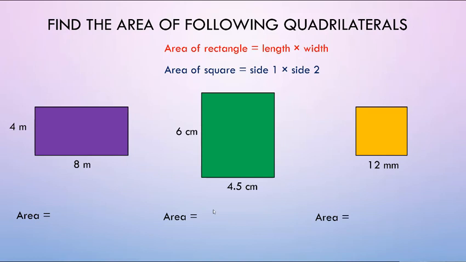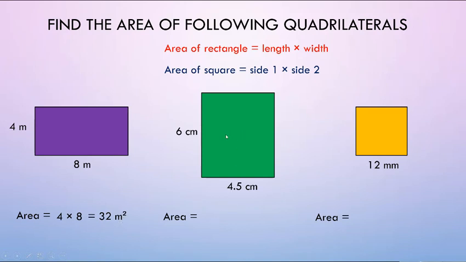Alright guys, let's check the first one. We have a rectangle with a length of 8 meters and a width of 4 meters. To find the area of a rectangle, we multiply length times width. So 4 times 8 is equal to 32 square meters.